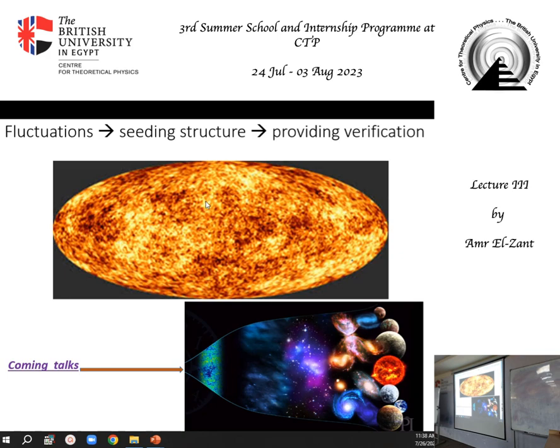Right, okay, so next week we'll be talking about the structure formation and see how we get the same parameters the same way and form galaxies and do this kind of stuff.